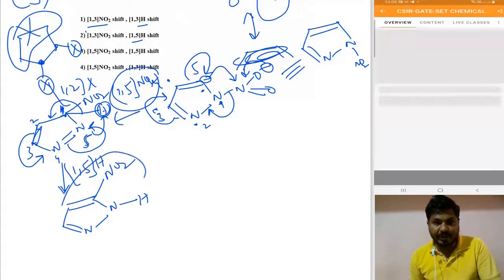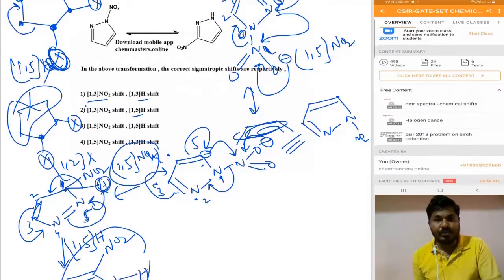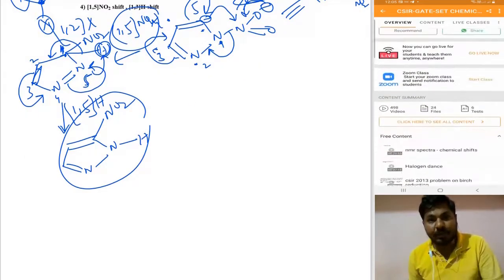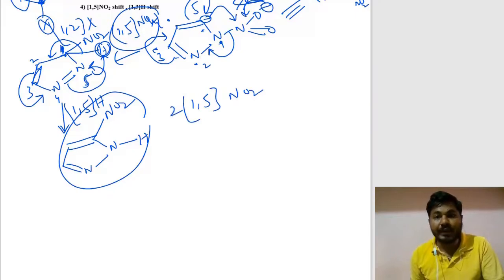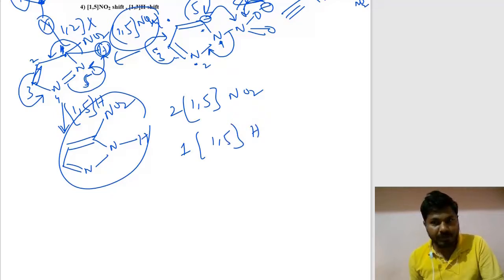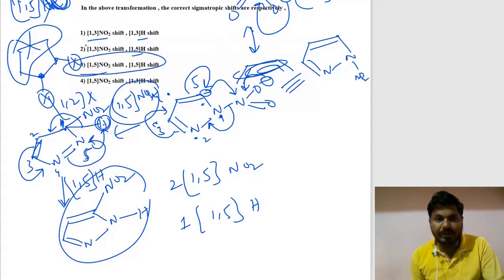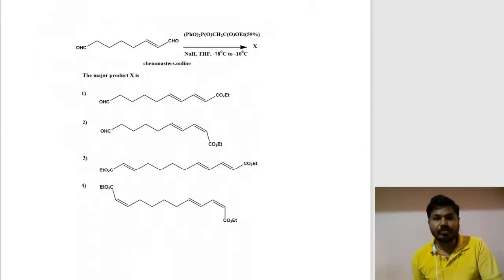So this is the final transformed product given in the question. In the given transformation, we have seen a 1,5 NO2 shift and a 1,5 hydrogen shift. So what is the correct answer here? Option 3 is the correct answer. Got it? Okay, right. The next question.